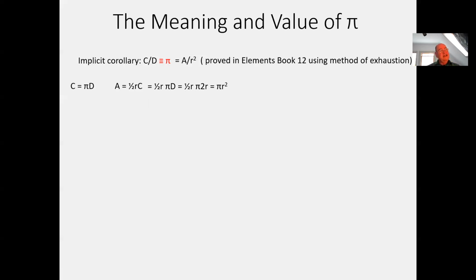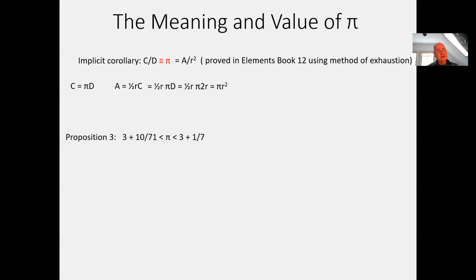Although you will not find this formula in Euclid, it is implicit in Euclid's work, because once we have the area is equal to something times r squared, then that something does have to be the same something as the circumference formula. It's not a coincidence that pi appears in the circumference and the area formula. It is the same fundamental constant.